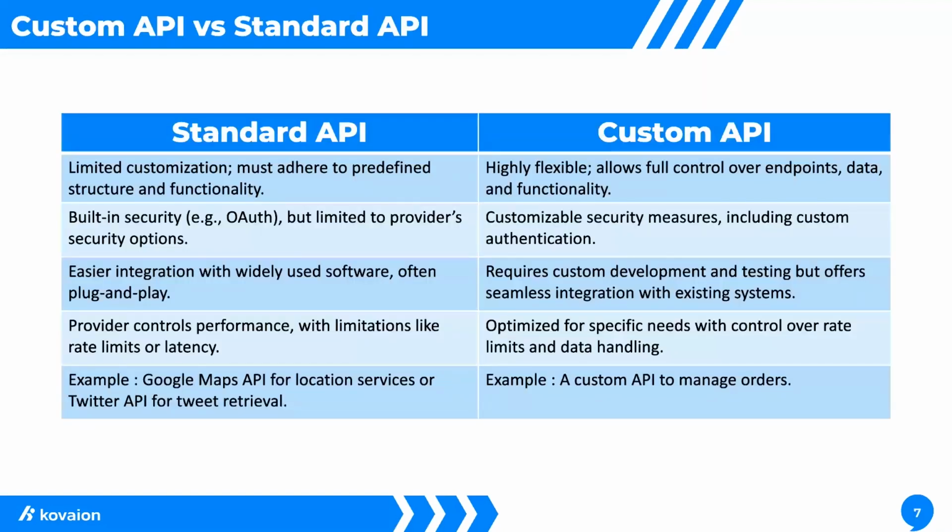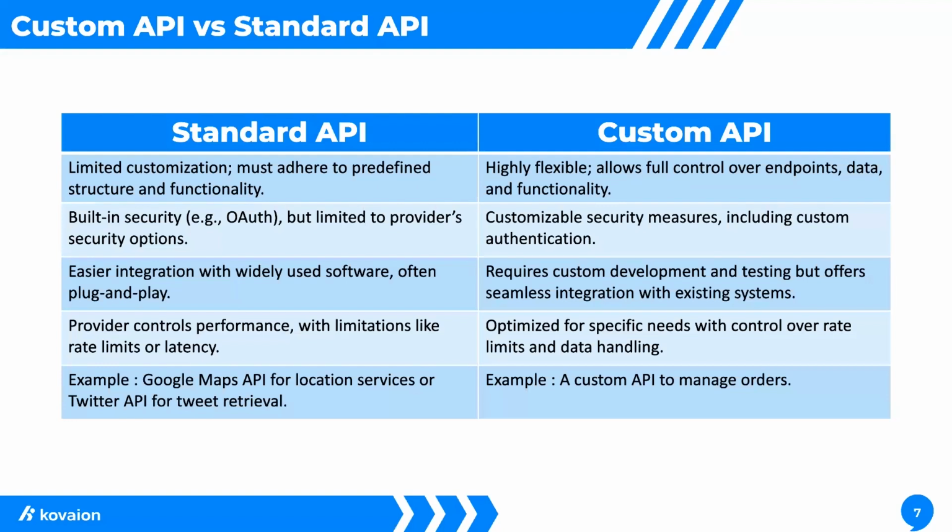So let me explain quickly the standard versus custom API. Standard API has limited customization and must adhere to a predefined structure and functionality. Custom API is highly flexible and allows full control over endpoints, data and functionality. For example, a standard API is a delivered one. We can't make changes on top of that. If we need to change it, we need to change the code, deploy the API again, and then it will be reflected. Custom API is not like that. We can modify things on the fly itself.